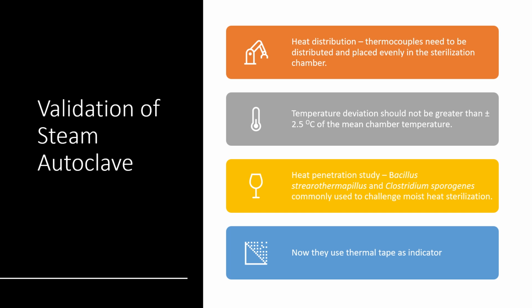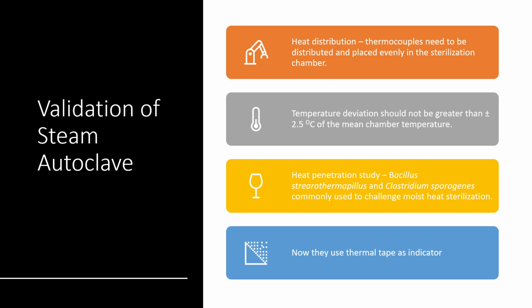Firstly, heat distribution within the sterilization chamber is of utmost importance. Thermocouples, specialized temperature sensors, are strategically distributed and evenly placed throughout the chamber to monitor temperature distribution. This ensures that heat is evenly distributed, reaching all areas of the chamber and guaranteeing thorough sterilization.